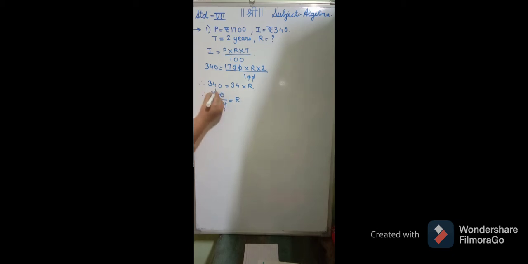34 ones are 34, tens are 340. Therefore, first you will write 10 is equal to R. That is nothing but, therefore, R is equal to 10%. So, which is the option having 10% as an answer?